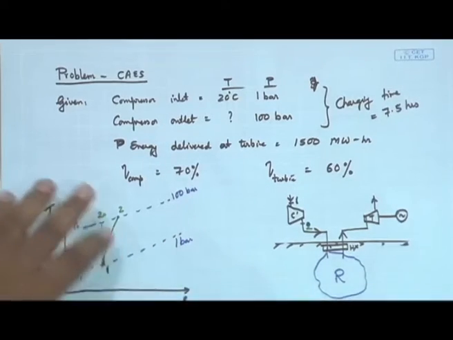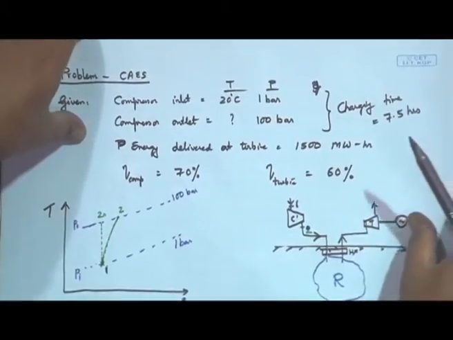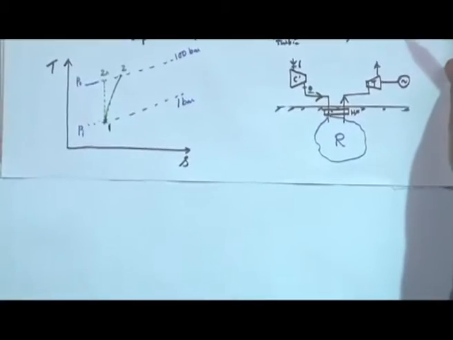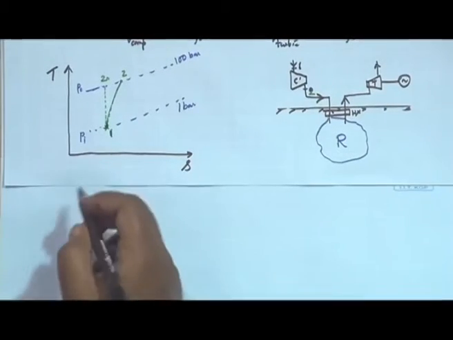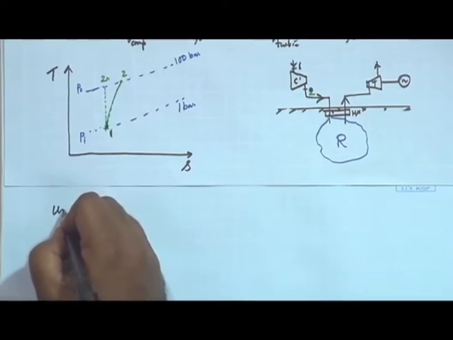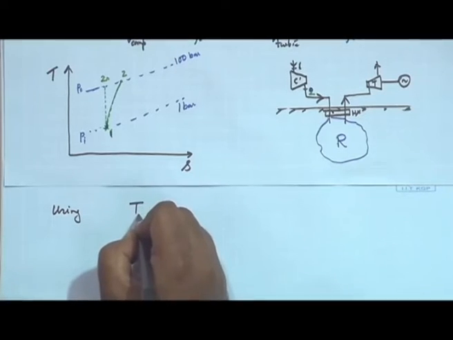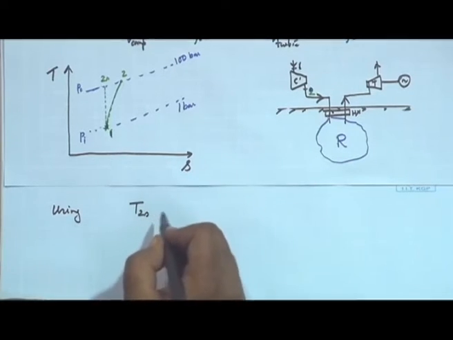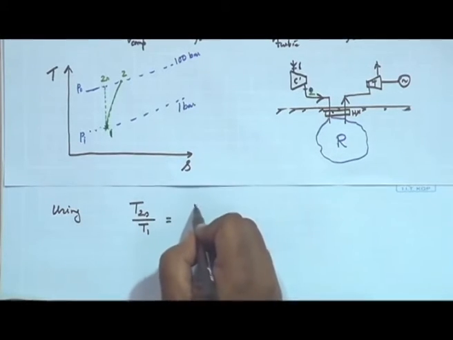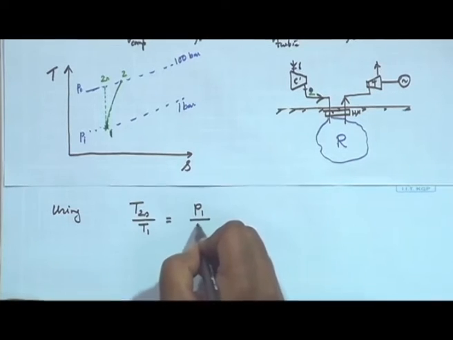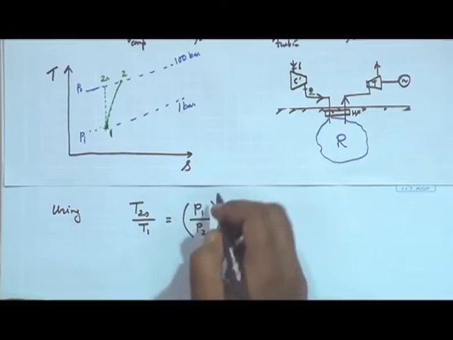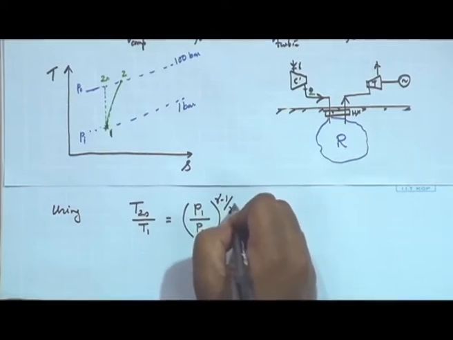All right. So, my first step is, let me try to put it half and half here and keep solving. So, my first thing is I am going to use the relation, if it is isentropic compression, I can write T2s by T1 is going to be P1 over P2, to the power gamma minus 1 by gamma.